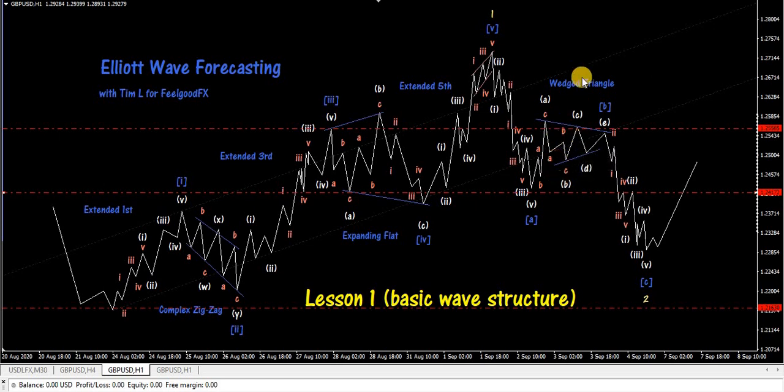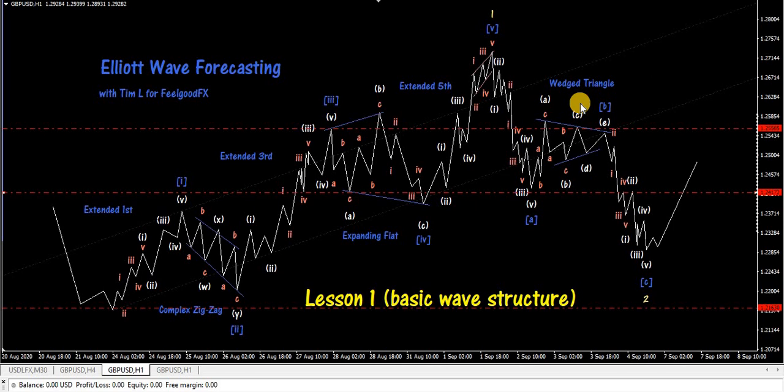It might just be a little zigzag, but what I like to use the wedge over here, because wedges are perfect B waves. Triangles always precede the final move. So you'll find a triangle in your fourth wave, or you'll find your triangle in a B wave.